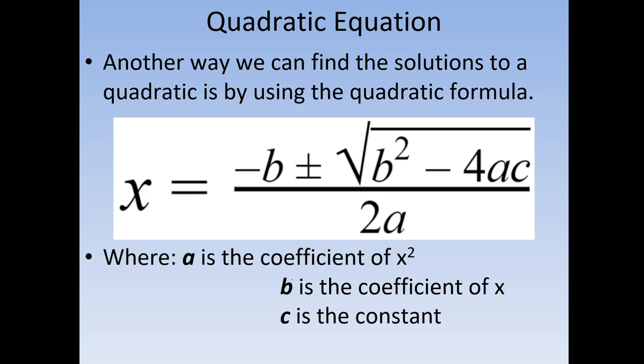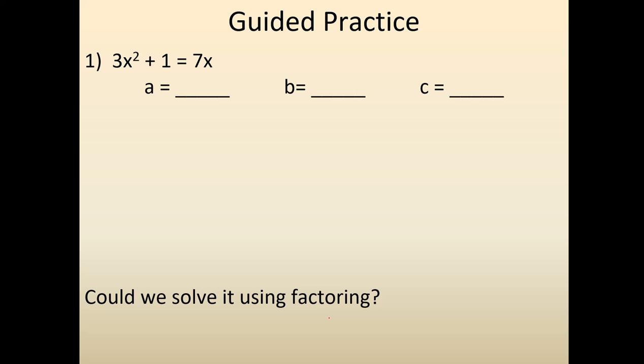This is what I was saying before. A is the coefficient in front of the x squared, b is in front of the x, and c is your constant. All right. So try using that equation here. Pause the video, work it yourself, and we'll go over it in a second.